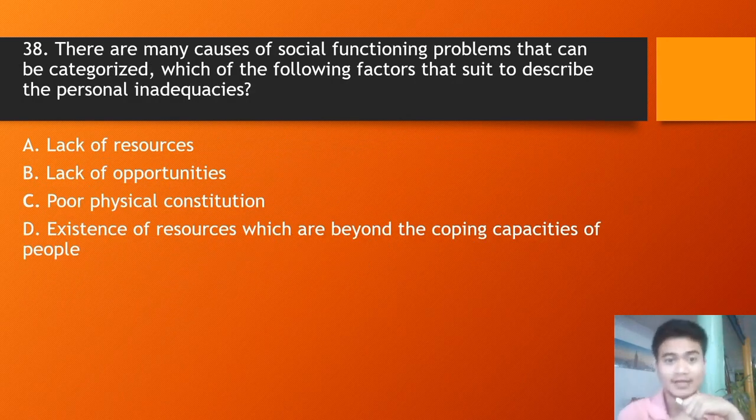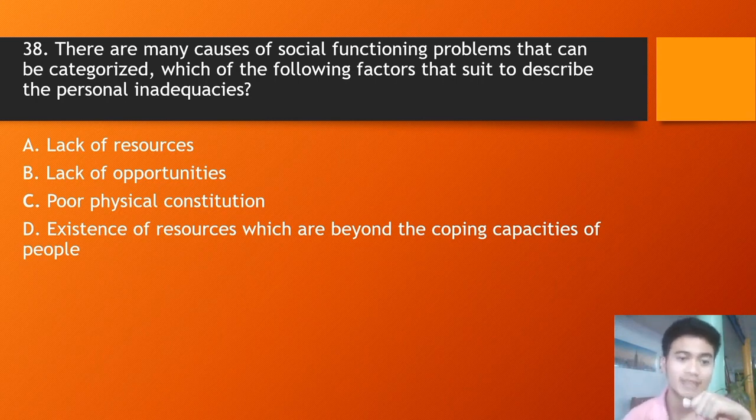38. There are many causes of social functioning problems that can be categorized. Which of the following factors suit to describe the personal inadequacies? So, saan dito yung personal inadequacies? Obviously, it's letter C, poor physical constitution. For example, wala siyang kamay or putol yung kanyang paa. Of course, may limitations yung activity. Most of the jobs kinakailangan natin ng kamay. So limited yung kanyang capacity to do as compared to a normal person. Yun yung poor physical constitution.